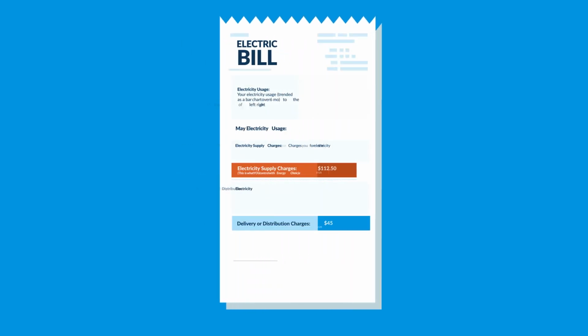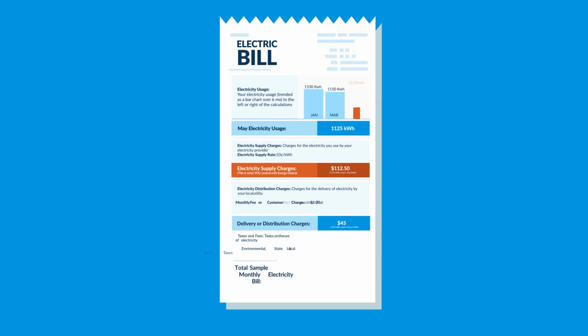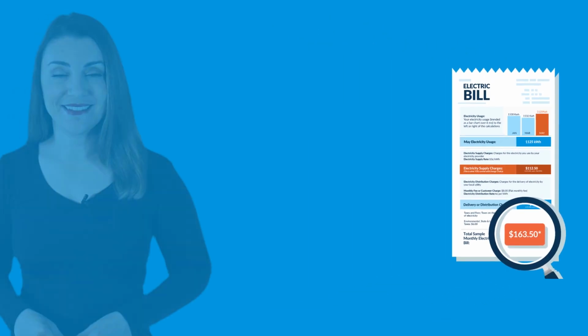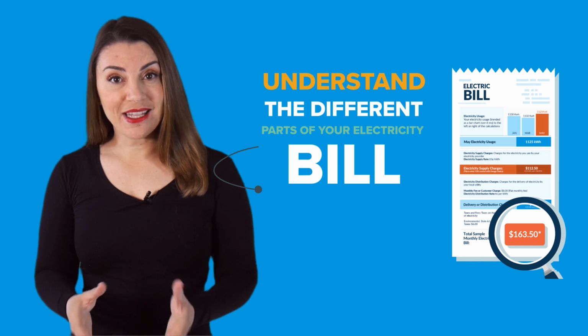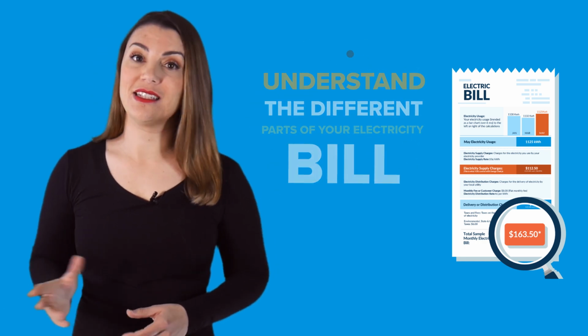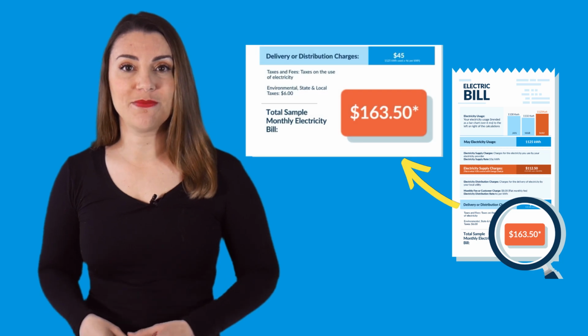Your electricity bill contains a lot of information regarding your energy consumption, and knowing how to read this utility bill can actually help you better understand your rates, making it easier to compare different plans available in your area. Typically, your electricity bill is broken down into two major components: delivery charges and supply charges.